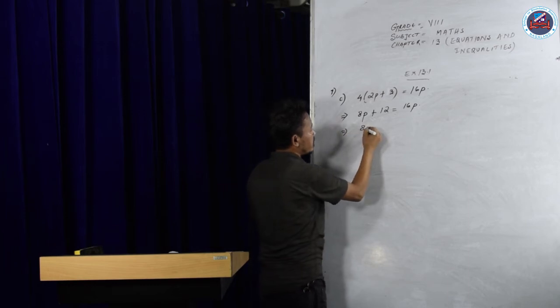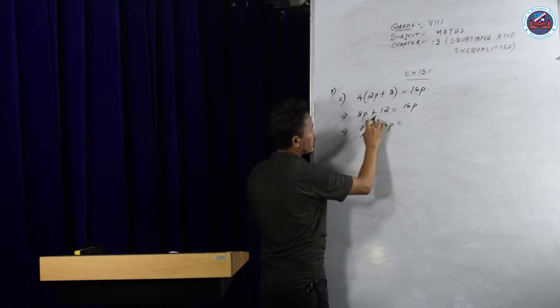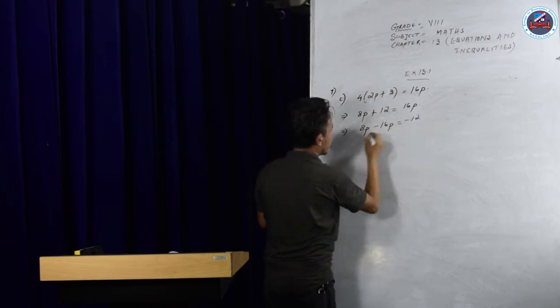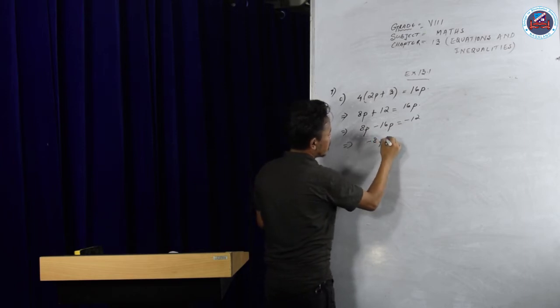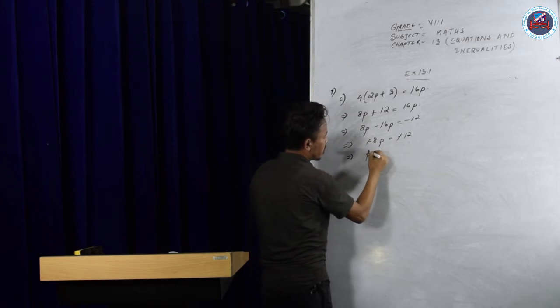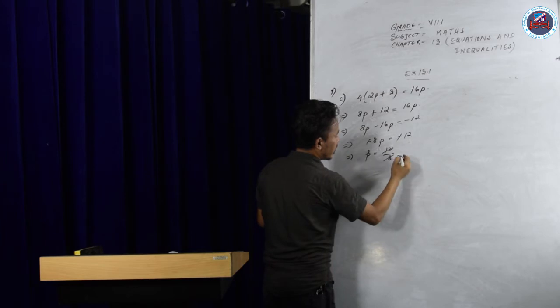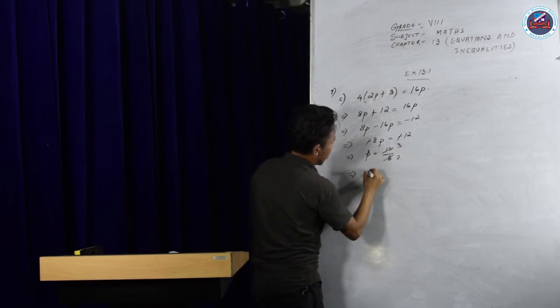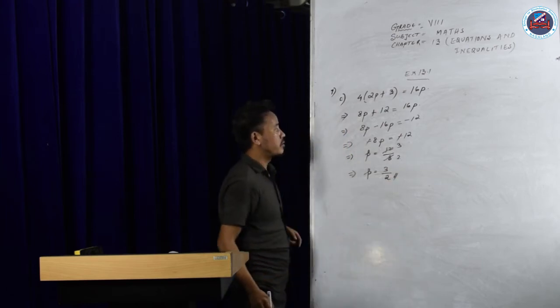Let's bring the variables. The 16p becomes minus 16p. Here plus 12 to the other side becomes minus 12. 8 plus 8 minus 16 gives us minus 8p equals minus 12. Minus and minus can be cancelled. P equals 12 upon 8, which can be cancelled. 4 into 2 is 8, 4 into 3 is 12. So the value of P we got as 3 upon 2, right?